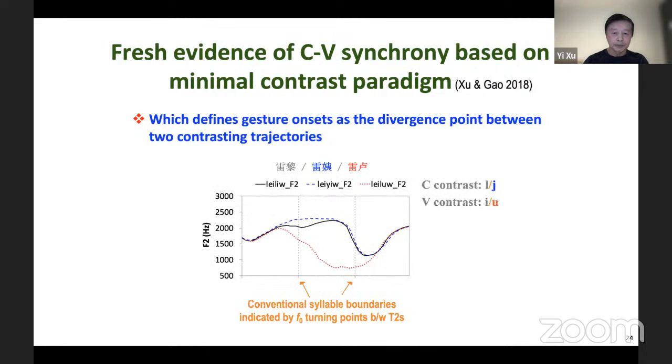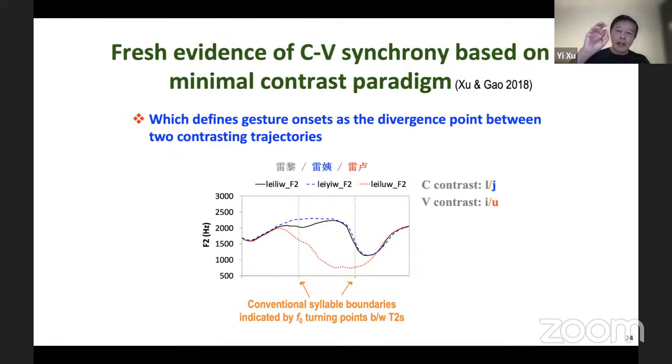Here I'm showing you formant data. This is F2, but we have two pairs. One is the consonantal pair between L and Y. And the other one is a vowel pair between E and U. Because they share one consonant, L here, we can also call it a minimal triplet. This allows us to determine the onset of the consonant and the onset of the vowel, and also compare the consonant onset time and the vowel onset time.